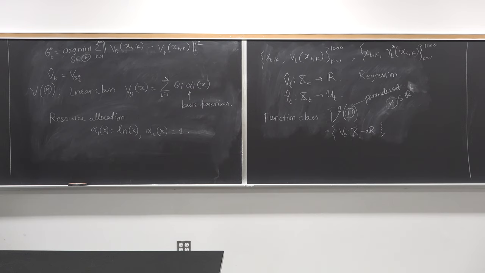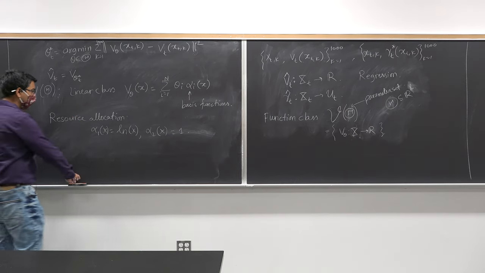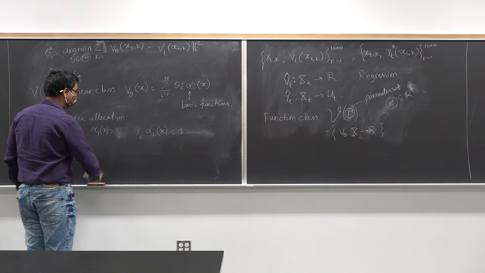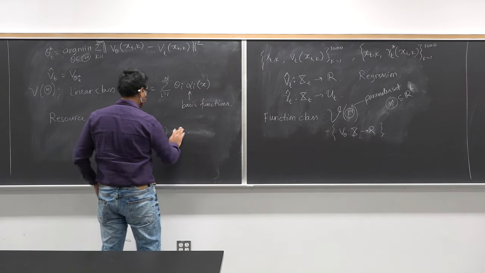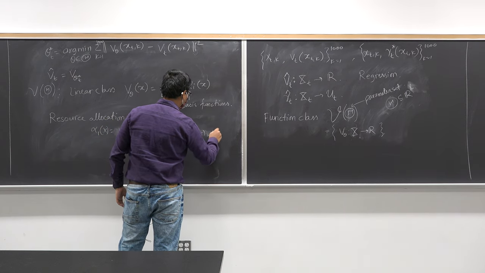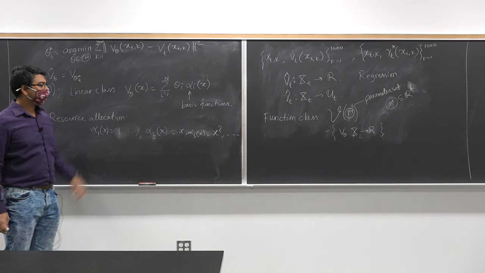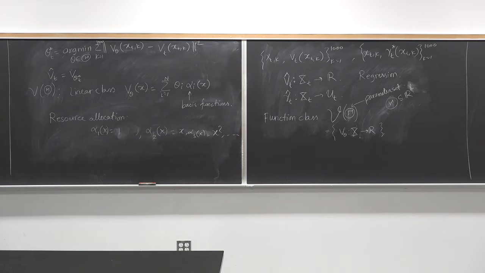Okay. Now what happens if, let's say I didn't tell you what the solution to the resource allocation problem was. In which case, if I forced you to pick a basis function, you probably would have picked the basis function as alpha 1(x) equals, say, 1, alpha 2(x) equals x, alpha 3(x) equals x squared, and so on, right? So you could have picked a lot of different polynomials or higher order terms of x, and you could have used that as the basis function for solving the resource allocation problem, in which case you will always be computing an approximate value function. You will never be able to compute the exact value function, right?